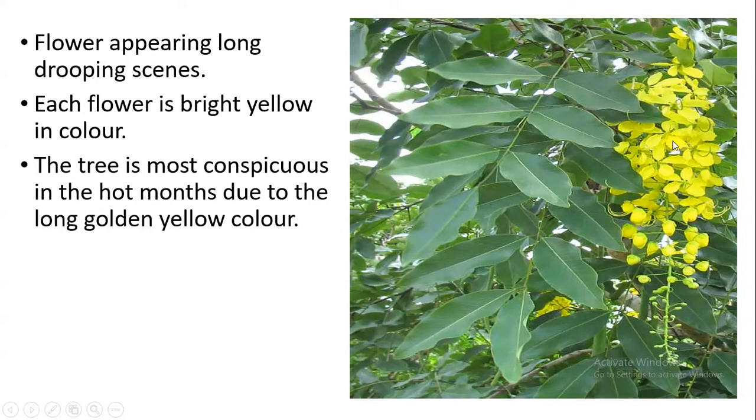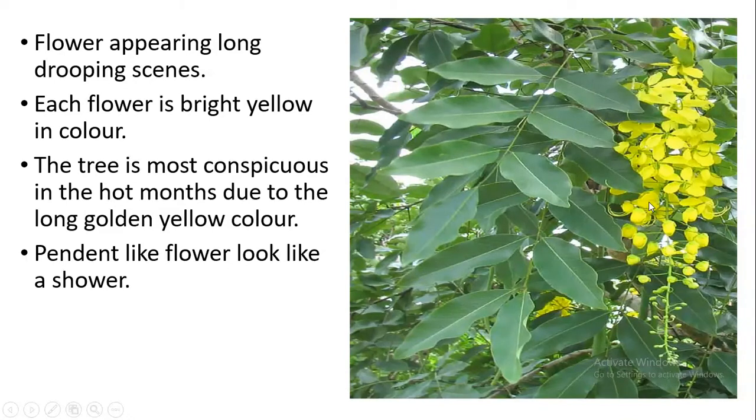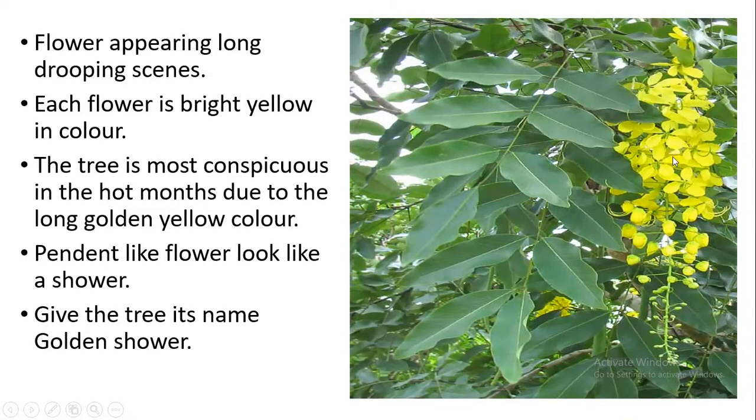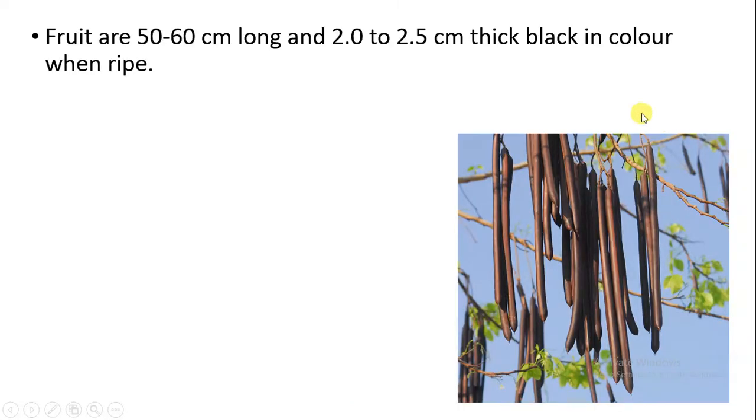The tree is most conspicuous in the hot months due to the long golden yellow flowers. The pendant-like flowers look like a shower, giving the tree its name, the golden shower. When we talk about the fruits, they are 50 to 60 centimeters long and about 2 to 2.5 centimeters thick, black in color when ripe.